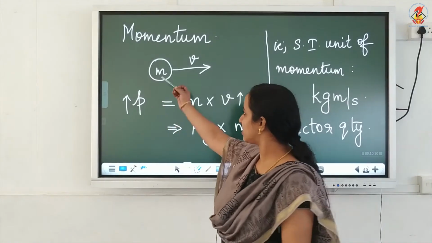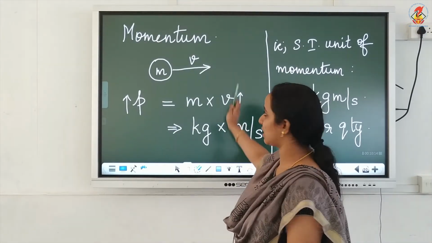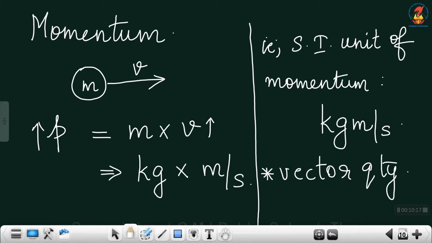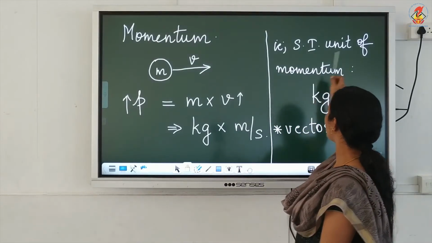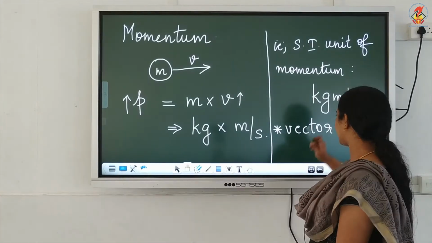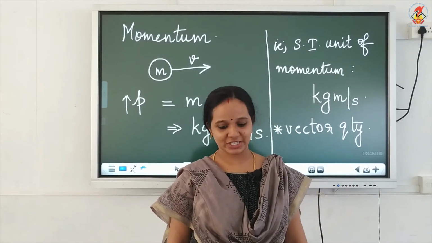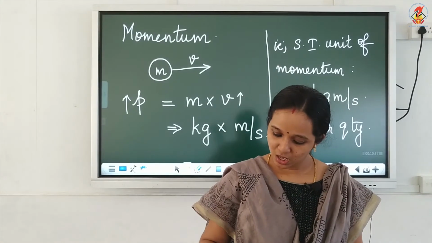So, momentum is the product of mass and velocity. The representation of momentum is P, hence the formula is P is equal to m into v. The SI unit of momentum is kilogram meter per second, and momentum is a vector quantity.